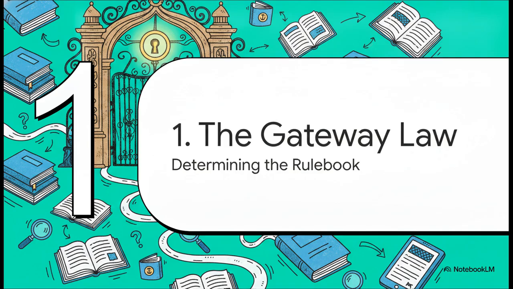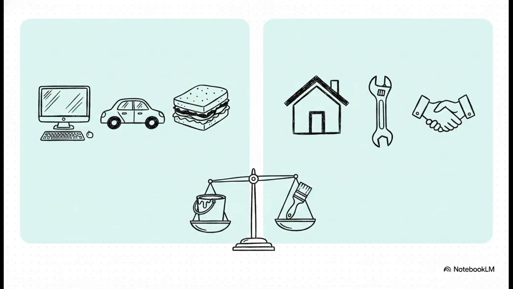So, step 1, the gateway law, determining the rulebook. Before you even analyze a single word of an agreement, you have to figure out which legal rulebook applies to the facts. It's kind of wild how strictly contract law divides the world. On one side, you've got UCC Article 2. This governs the sale of goods, so things that are tangible and movable. Think computers, cars, or, I don't know, a massive order of sandwiches. On the other side, we have the common law. That's basically the default for everything else. Services, real estate, employment contracts, the whole shebang.